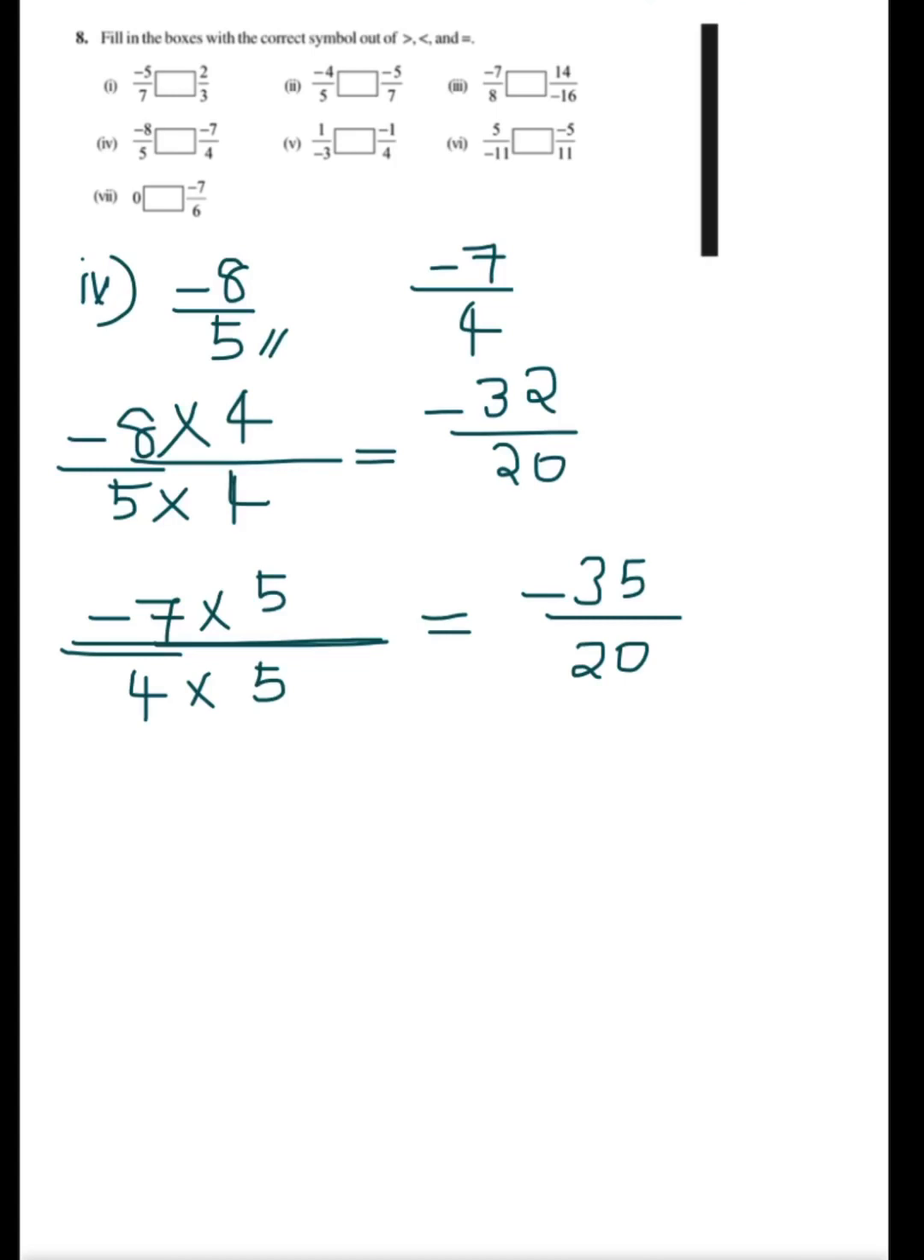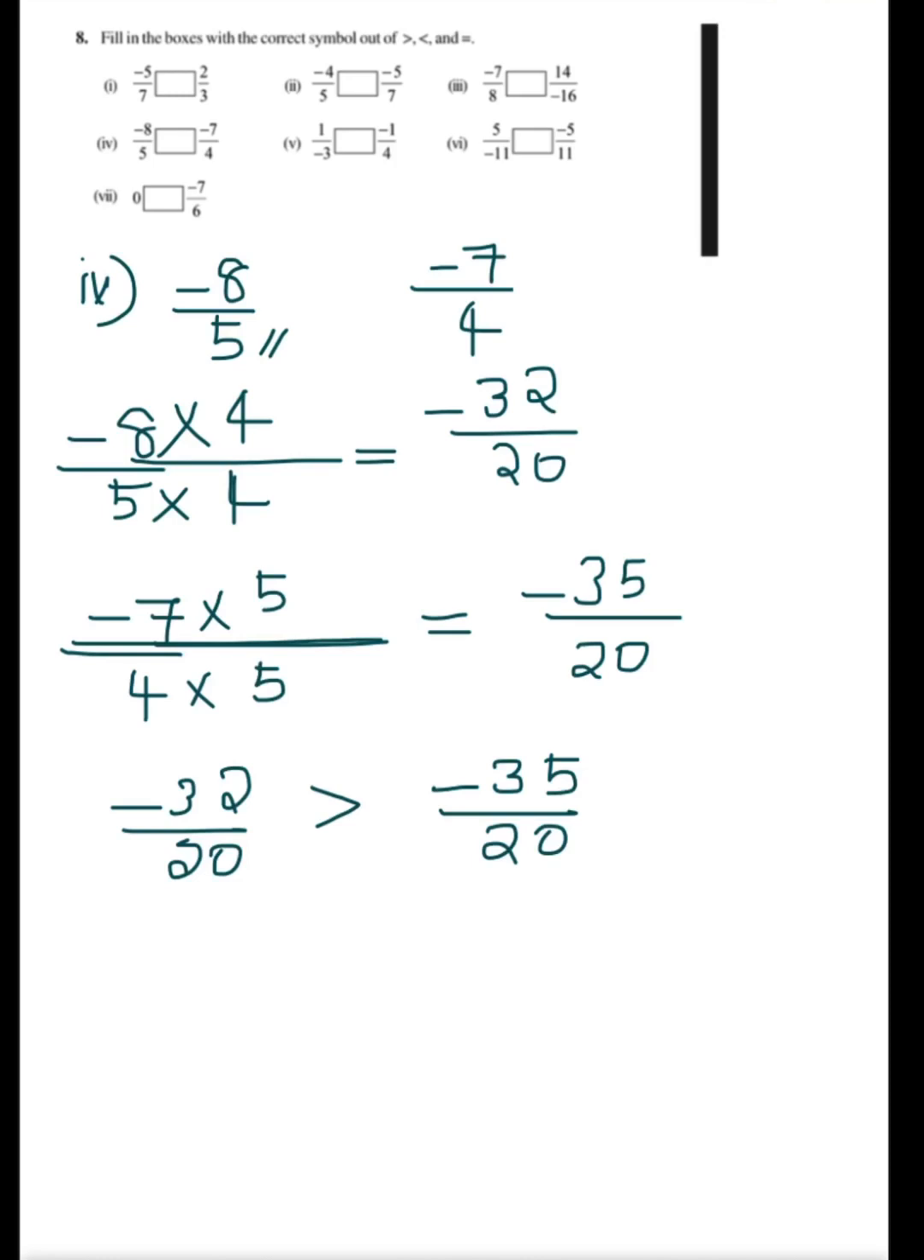So minus 35 by 20. So in the first case you got minus 32 by 20 and in the second case you got minus 35 by 20. So without considering the negative sign, you know that 35 will be greater. But when you are considering the negative sign, then it will be just the opposite. That is, minus 32 will be greater. So you can say minus 32 by 20 will be greater than minus 35 by 20.